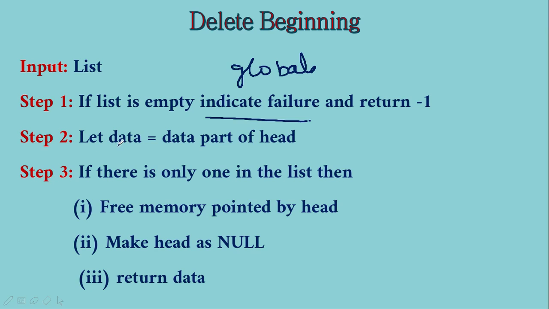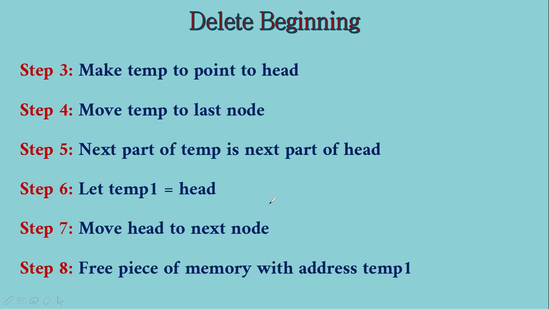And what you are doing here is storing data. This is the temporary variable. In data you are storing the data part of head, and in step number 3 you check if there is only one node in the list. If there is only one node in the list, then you have to free the memory pointed to by head and make head null, and you have to return the data, because we have already stored the data part. So you have to return the data, okay?